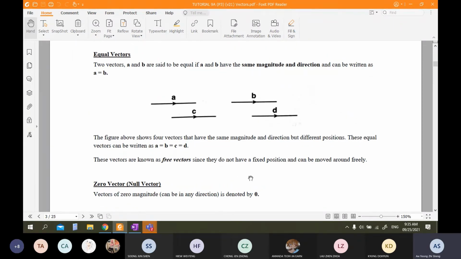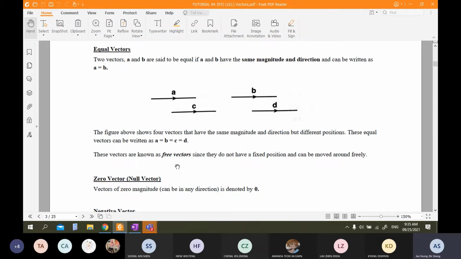The reason why I give you this diagram of four equal vectors is to tell you the concept of free vectors. All vectors are free in the sense that they do not have a fixed position and can be moved around freely, which means that if you move a vector to a different position, as long as the length and direction remain the same, you can still call it using the same name. So what I mean is this.